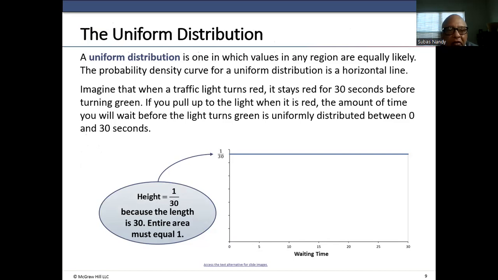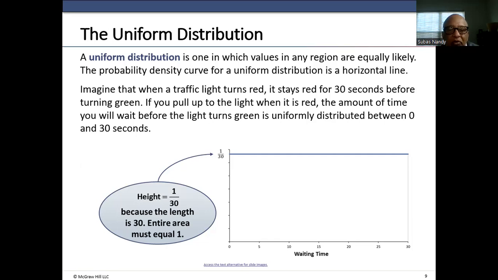Imagine that when a traffic light turns red, it stays red for 30 seconds before turning green. If you pull up to the light when it is red, the amount of time you will wait before the light turns green is uniformly distributed between 0 and 30. So at 0, the probability density is 1 over 30. At 30, it is 1 over 30. After 30 seconds, it becomes 0 because then it will stay green.